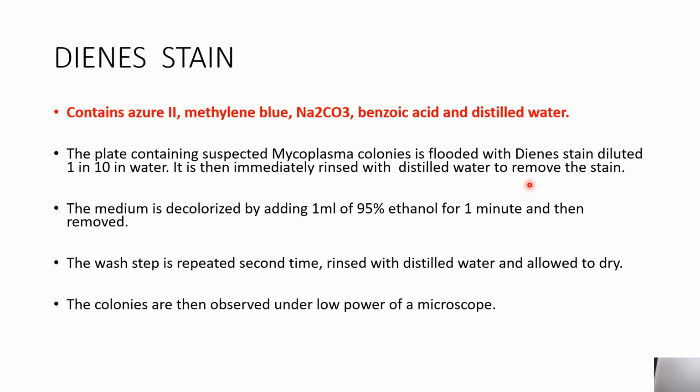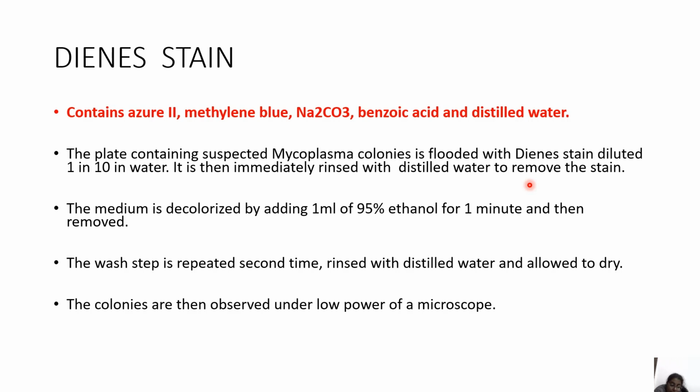DN stain is popular because it contains azure 2 and methylene blue, Na2CO3, benzoic acid, and distilled water. So how is it done? The plate that contains suspected mycoplasma can be flooded with DN stain, diluted 1 to 10 in water, and it is then immediately rinsed with distilled water and the stain is removed.